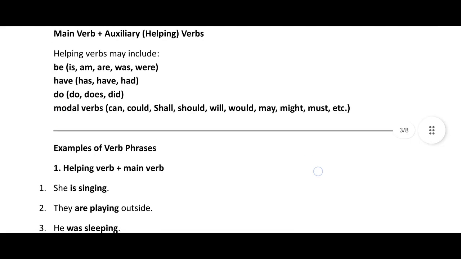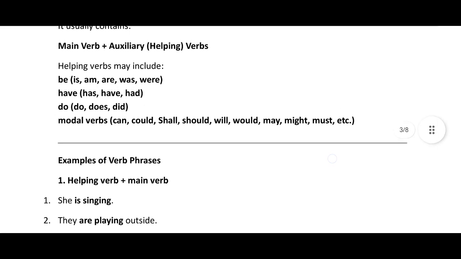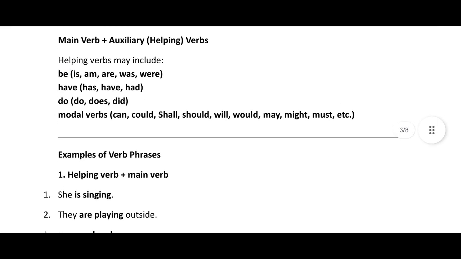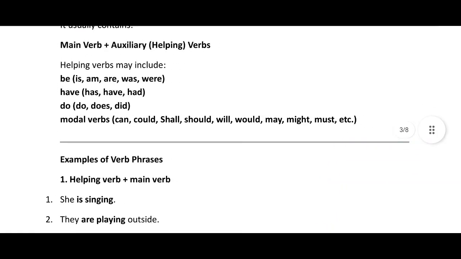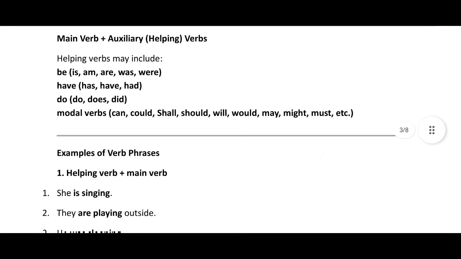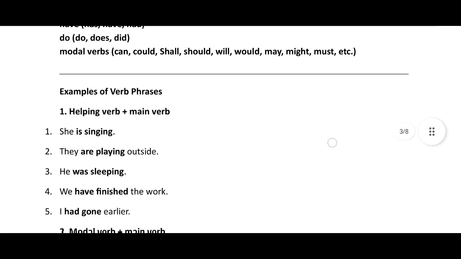Modal auxiliary verbs means can, could, shall, should, will, would, may, might, must, ought to, need to, dare to, etc. Be forms means we know that is, am, are, was, were. Been, being also come under be forms. Have forms: has, have, had. Do forms: do, does, did. We know all of this. Let us go further.